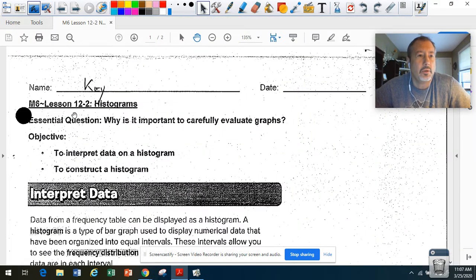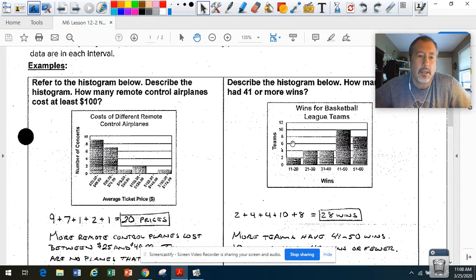Okay, everybody, here we go. Here are your notes you now have up. Chapter 12, Lesson 2, Histograms. Histograms are a type of bar graph that we use when looking at our data. It looks a little bit different than a bar graph in a couple of features, and I'll show you those right now. If you look here, here is a histogram.